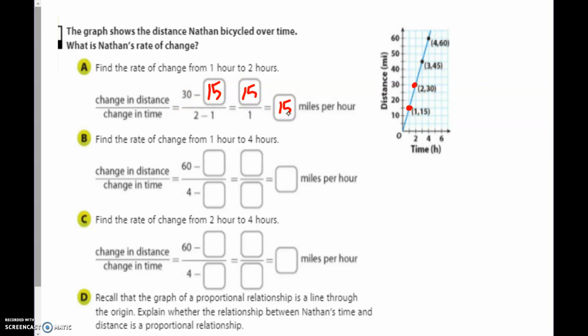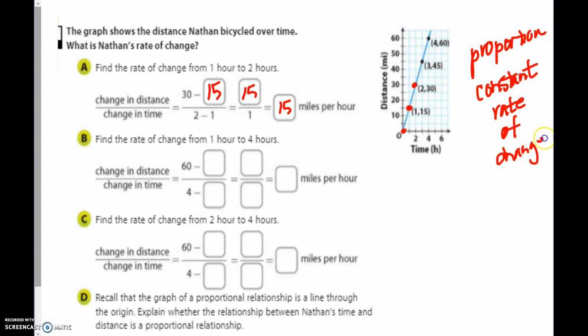Well, before we fill all of this in, do we already know what the answer should be? Is this going through 0, 0, and is it a nice straight line? So there are two things we can say about it. It is proportional because it is going through the origin, and it is a constant rate of change because that is a nice straight line. So do we know that all of these answers should come out to be the same?